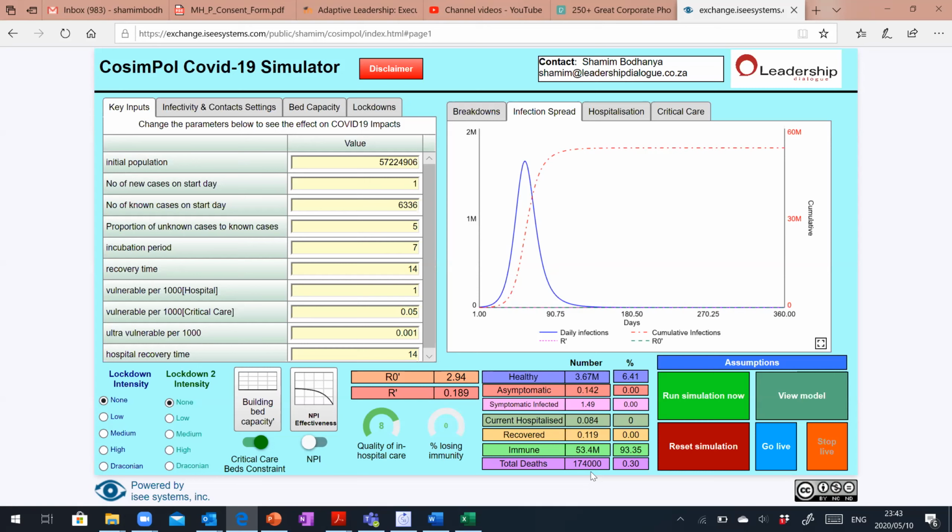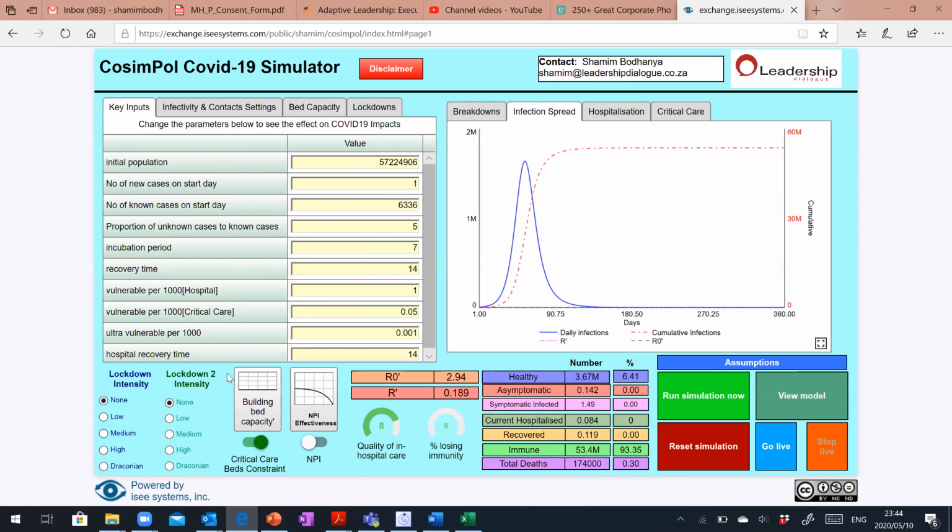That's without any interventions. And as we know, in South Africa, we have been in lockdown, and we're now in lockdown intensity 4, level 4. This base case is without any interventions, without any lockdowns. And I'd like us just to explore different kinds of possibilities.